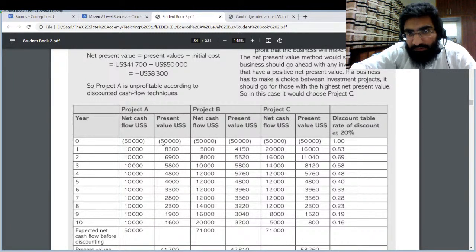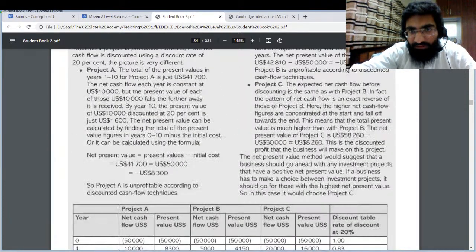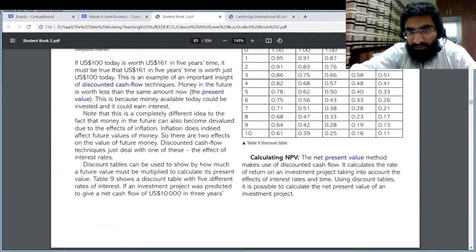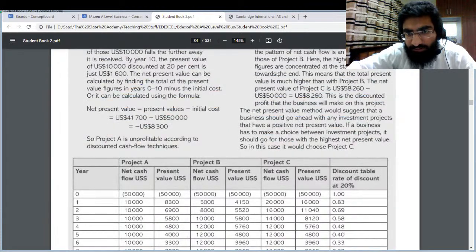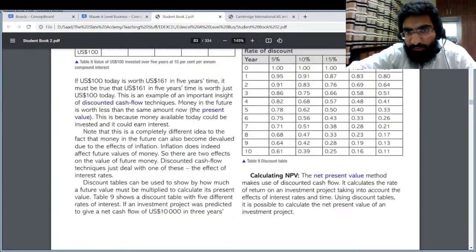Discount rate is 1%. Okay, so if we are told the discount rate is 20%, then in this chart of ours we will be using this column. Is 20% given over here? Yes, 20% is given. So we will be using this column. Year 0 value I will multiply with 1. Year 1 value I will multiply with 0.83. Year 2 value I will multiply with 0.69. Year 3 with 0.58 and so on.